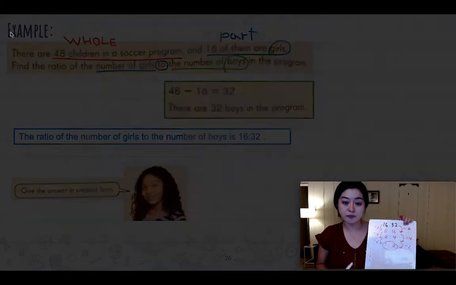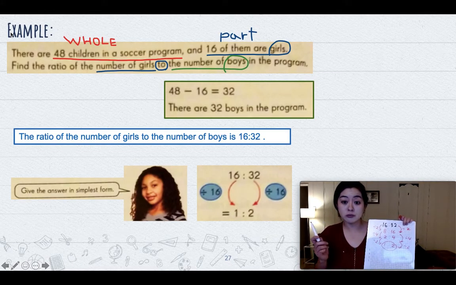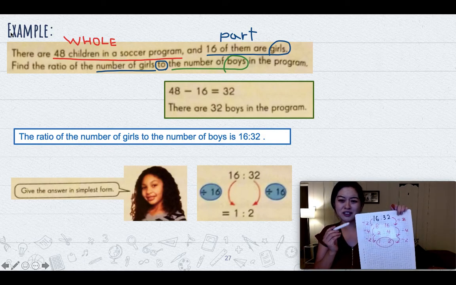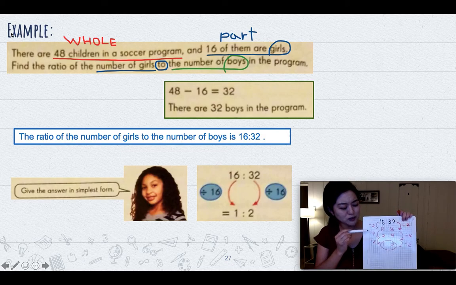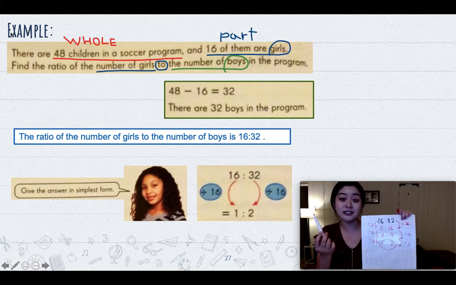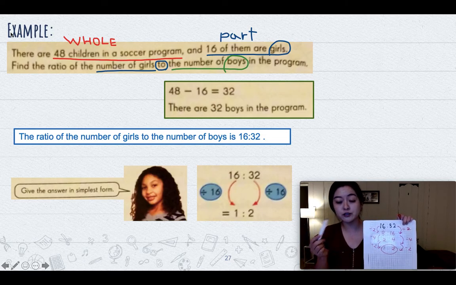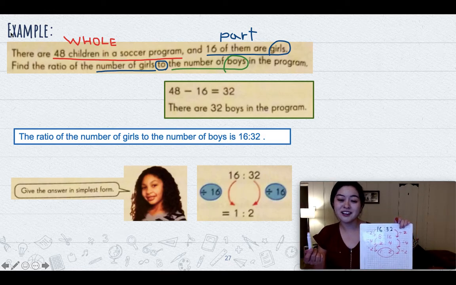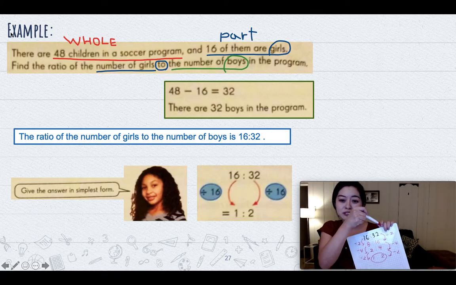Okay? Now, in your book, they found the greatest common factor to be 16. And so, do you see how you save some steps if you can find the greatest common factor? I had to do this a couple of times to get it in simplest form. But in the book, they use the greatest common factor. You can use both ways. You can use the common factor or the greatest common factor, but you might save a couple of steps if you use the greatest common factor to divide to get the simplest term.